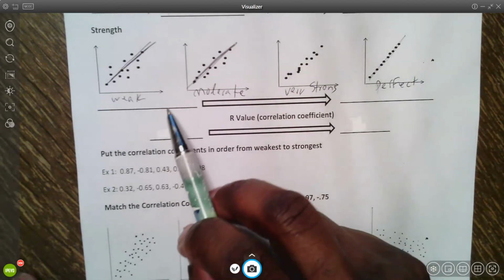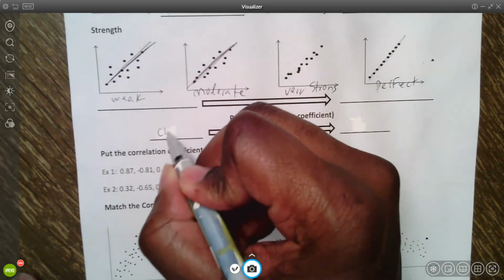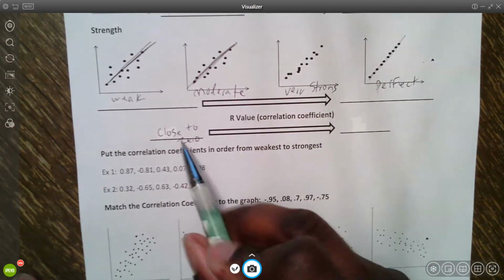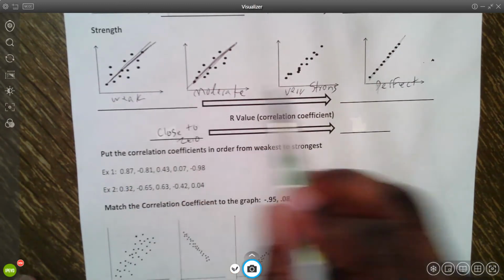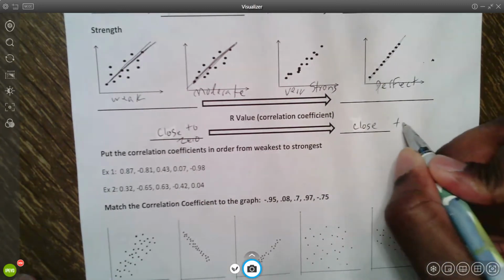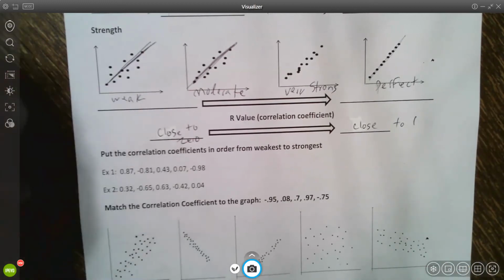So if you had the correlation coefficients, they went from something close to 0 on the left side, and the number gets closer and closer to 0, and this correlation gets close to positive 1, because all those numbers approach positive 1.